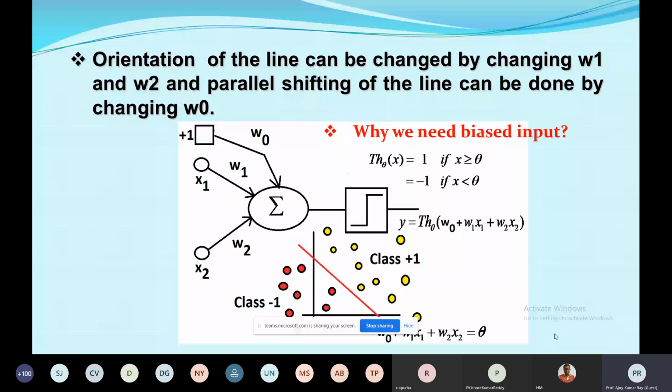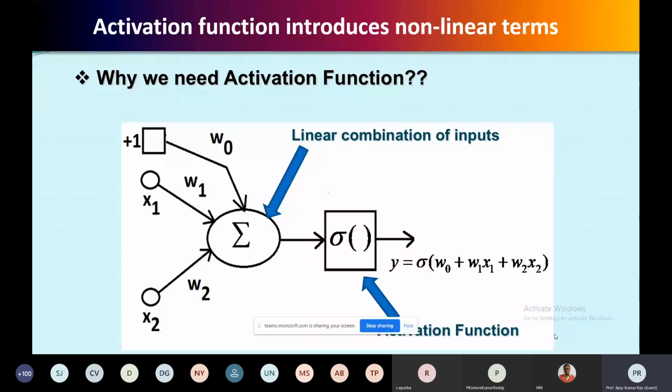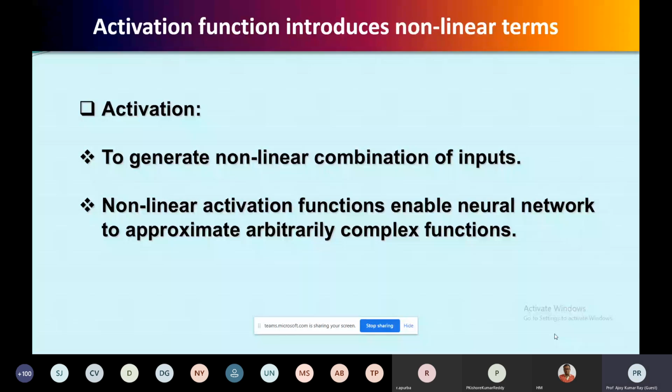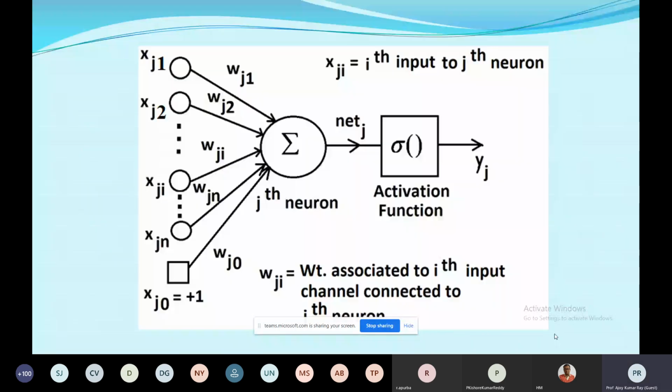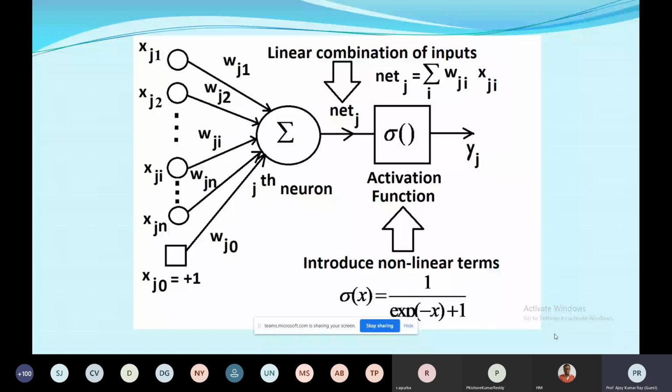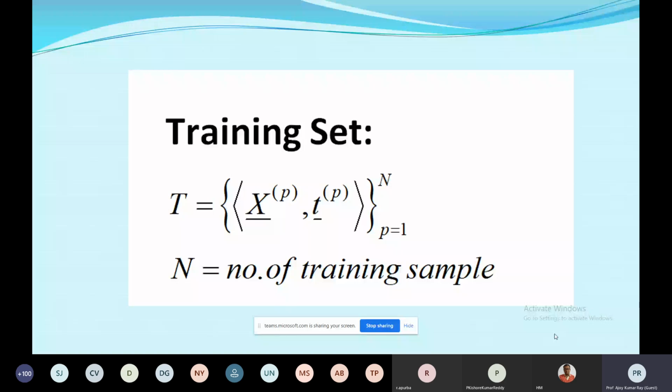So bias inputs are required, and I am not going much into detail. The nonlinear term is 1 over 1 plus e to the power minus x. In fact, Professor Maiti yesterday told me to keep it a little bit simple so that everybody can understand. So I haven't gone much into detail, but a few of these.